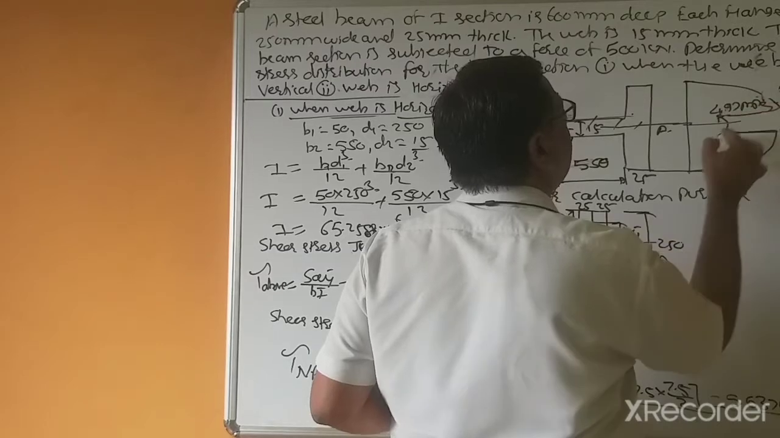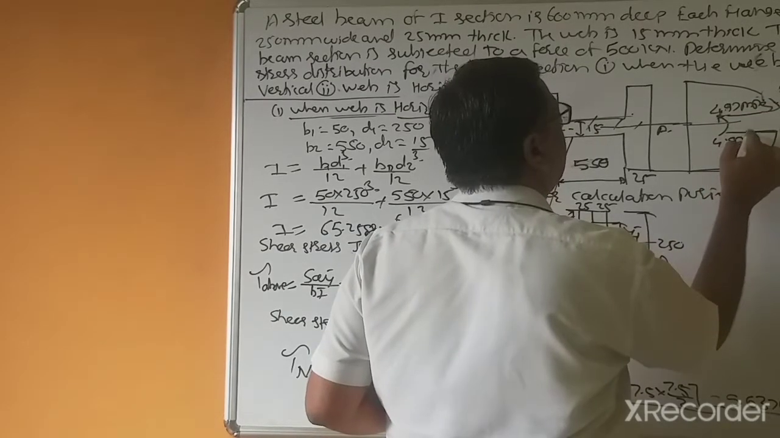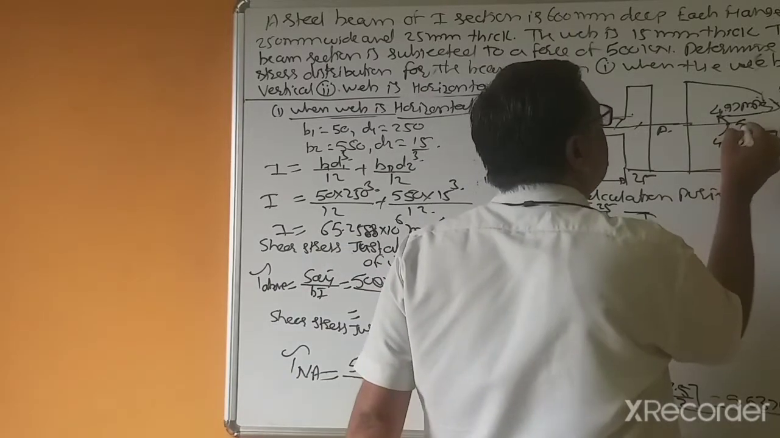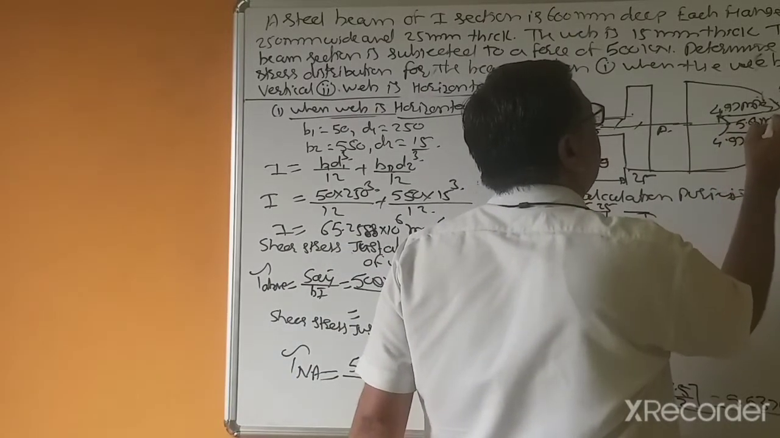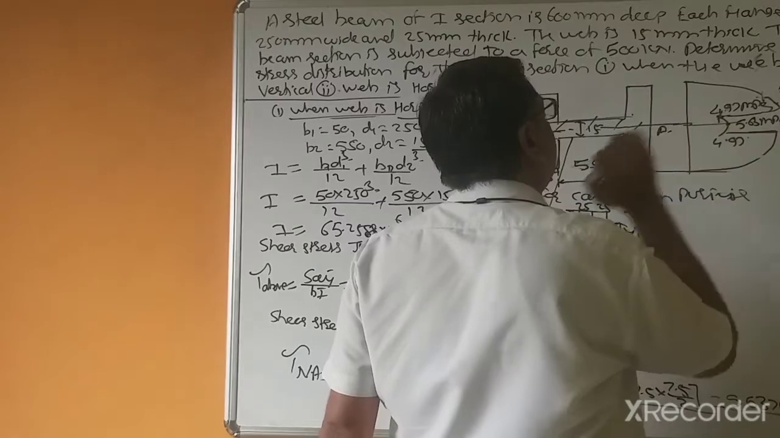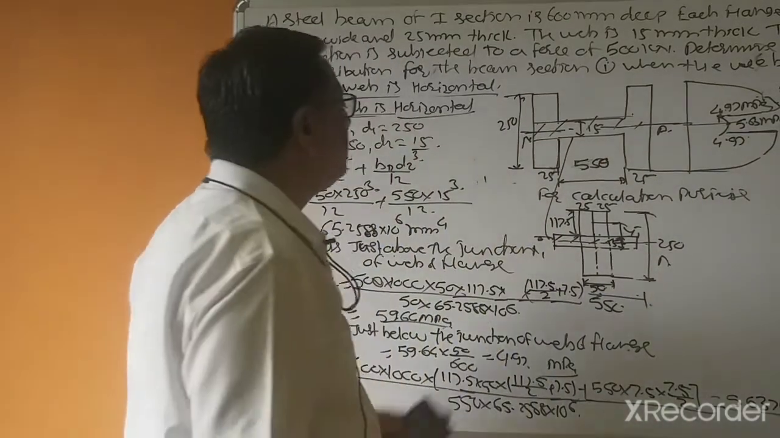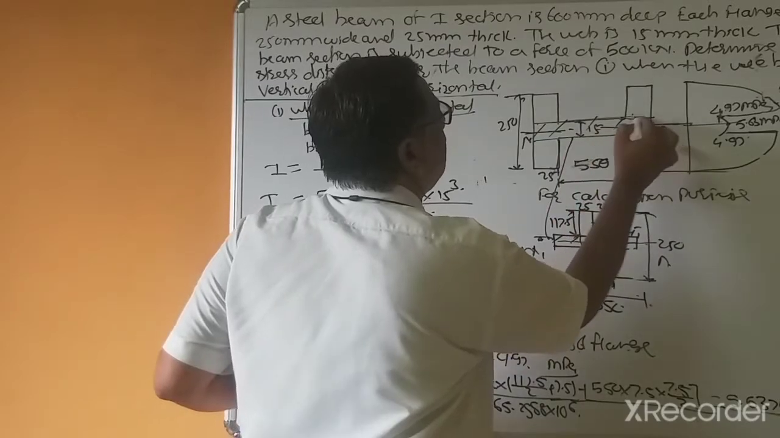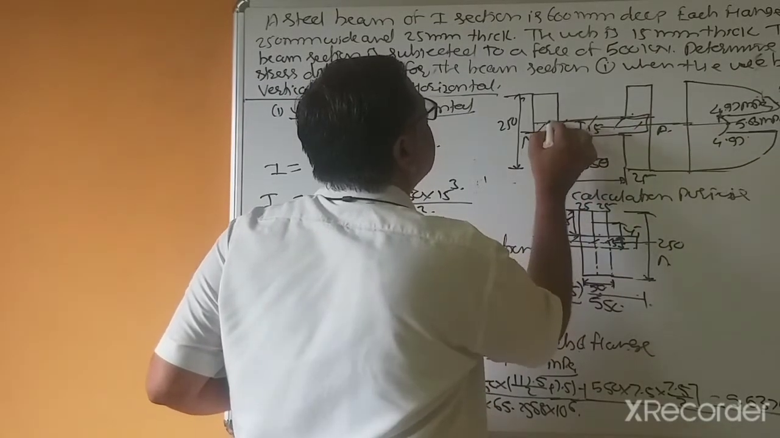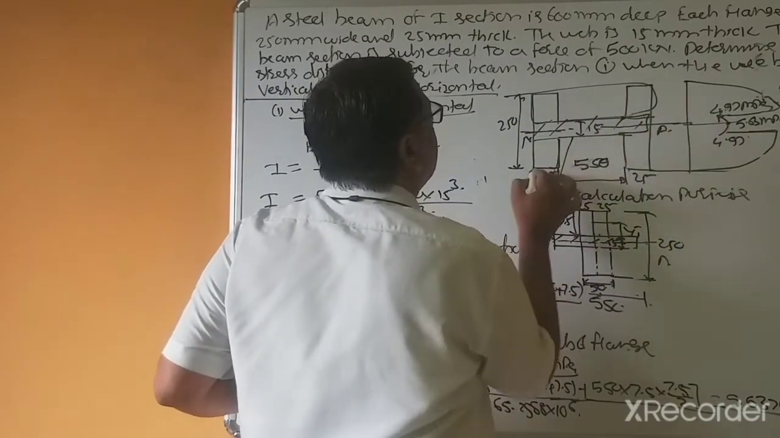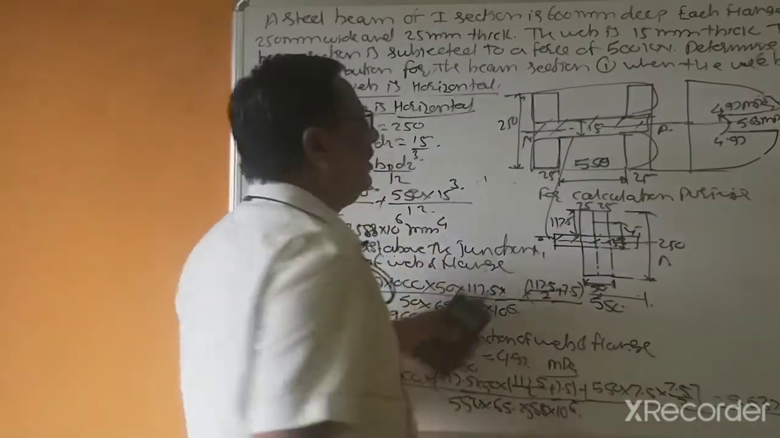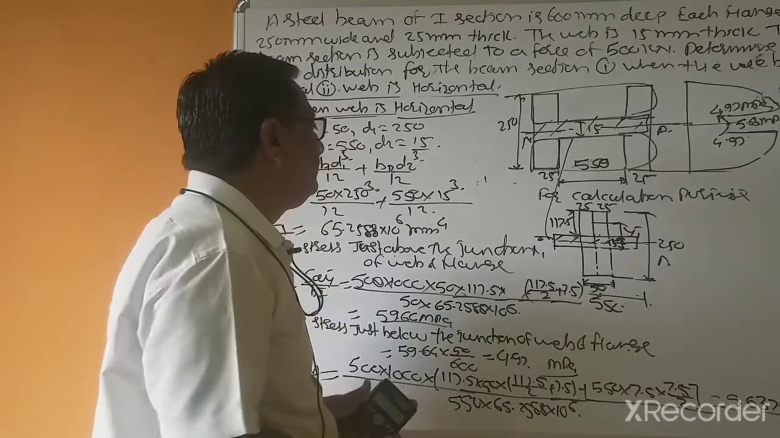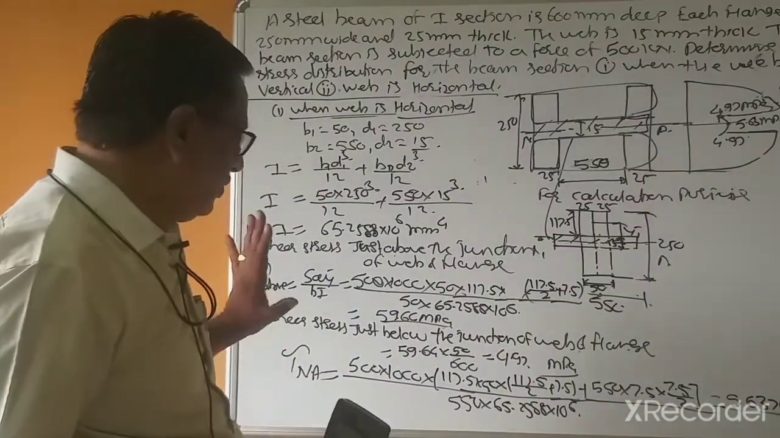4.97 megapascal, and this is 5.63 megapascal. So this is correct. Why? Because we divided this into one part and a second part, combined here. So that's why this is a combination. So now this is correct.